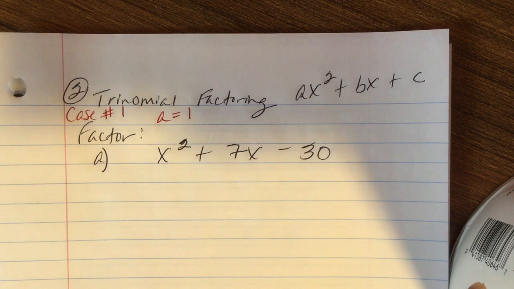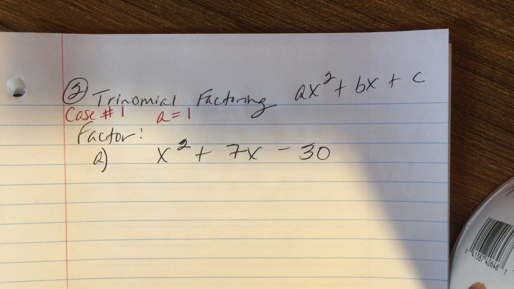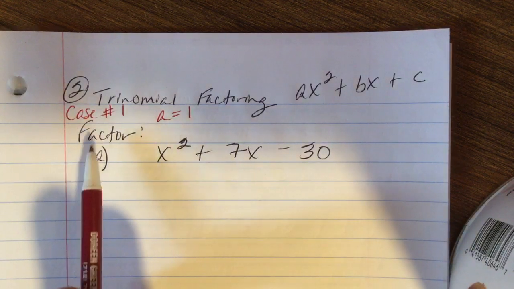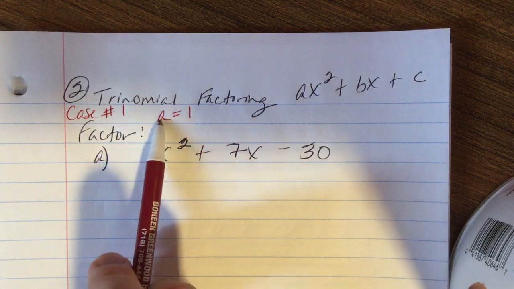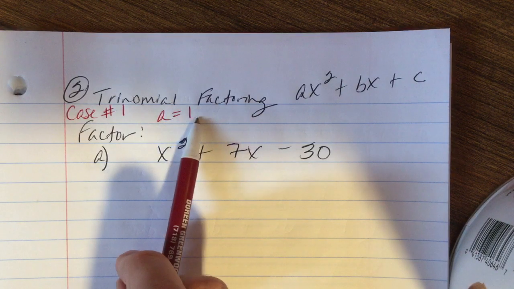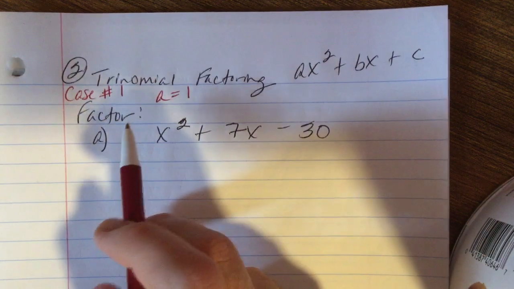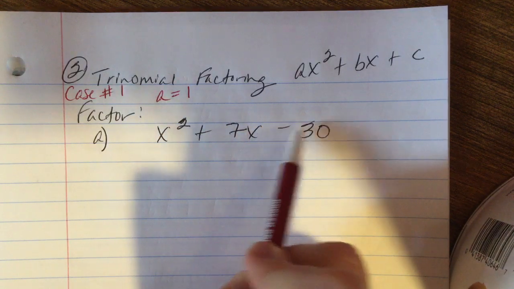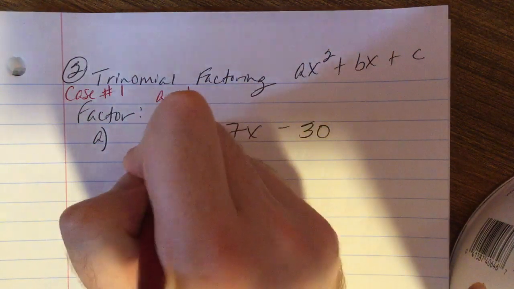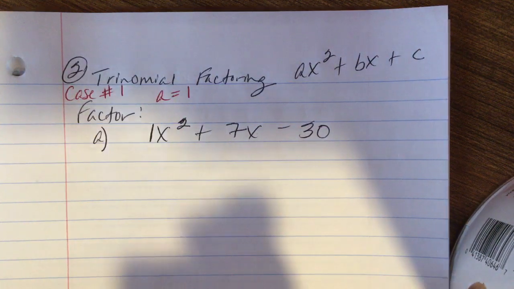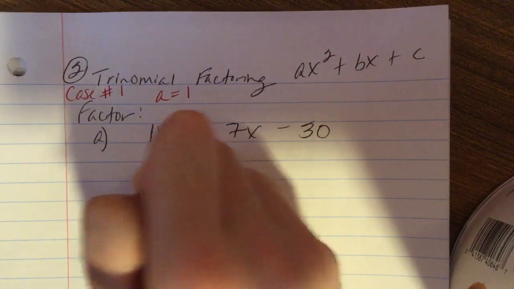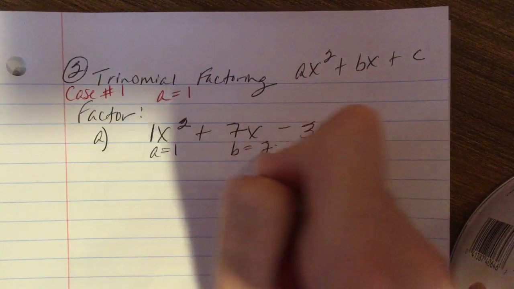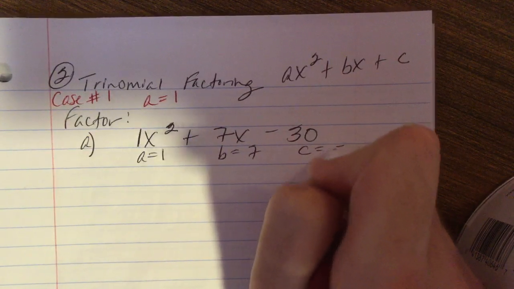This is a video on factoring trinomials with a special emphasis on the first case where you would have a leading coefficient equal to 1. We're asked to factor x squared plus 7x minus 30. There's an invisible 1 in front of the x squared, that's why a is 1 in this case. The b value is 7, and the c value is negative 30.